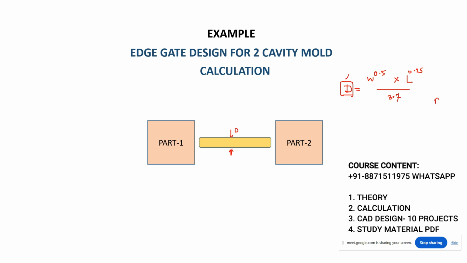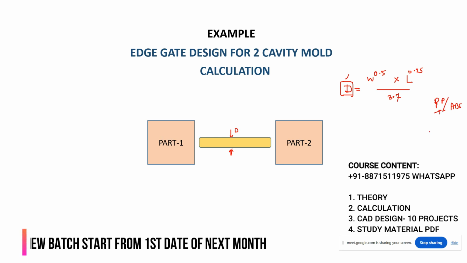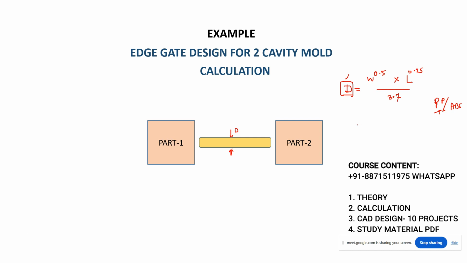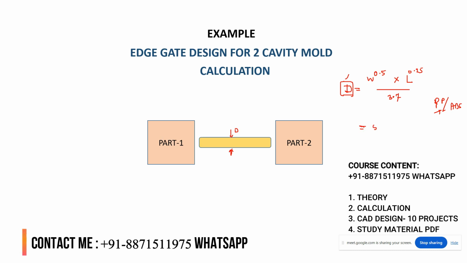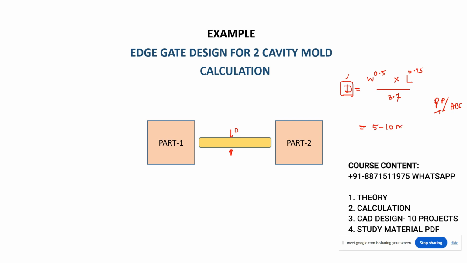But if you have a PP material or an ABS material, what is the range for the runner diameter? 5 to 10 mm. Yesterday we discussed this. For the PVC, tell me. Less than 6 mm. 6 to 16.